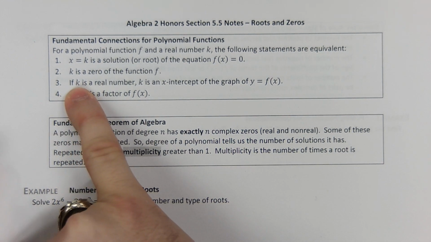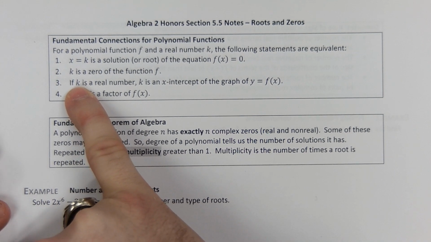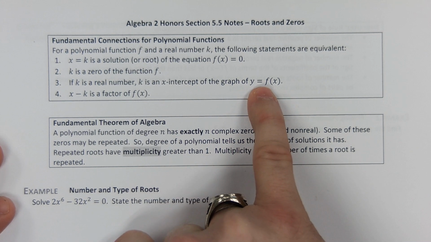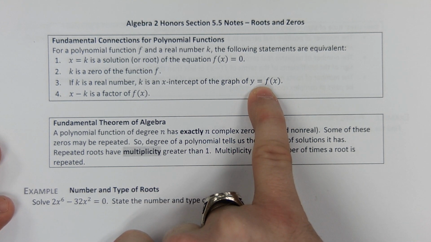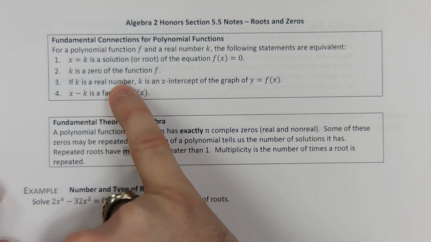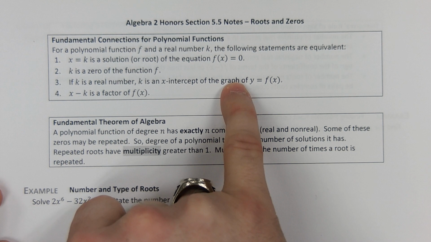Now, if k is a real number, that solution is an x-intercept of the graph of the function. So what happens if it's not a real number? It's still a solution, root, 0. All those three things still mean the same thing. It is still a solution. But if it's an imaginary number, it can't be an x-intercept because, well, the x-axis has only real numbers on it, right? So if you get an imaginary solution, an imaginary root, an imaginary 0, it is not an x-intercept.